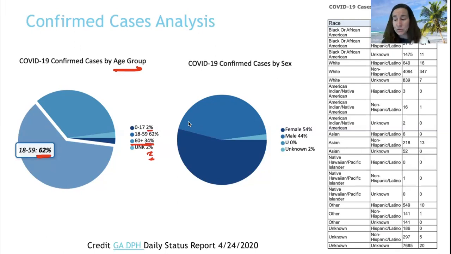So we can break it down by age group, break it down by gender, by sex. More women than men. Females are 54%. And then you can break it down by race and ethnicity. Who's more impacted? As far as race, we can break it down, race and ethnicity. We have some white Hispanic, white non-Hispanic, white unknown.